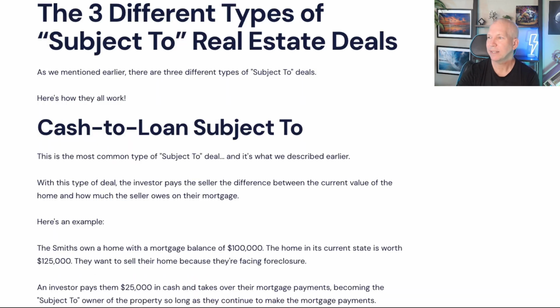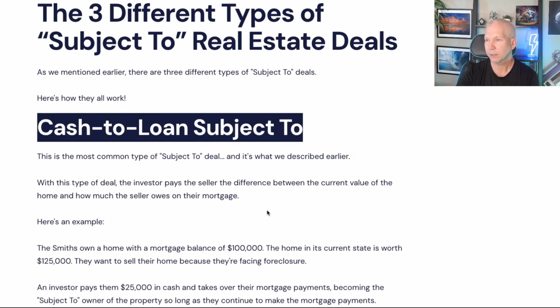There are three different types of subject to real estate deals, and the first one is cash to the loan subject to. This is usually the typical subject to transaction that I have done in the past. You're going to give the homeowner a little bit of money, the difference between what is owed on the property and what the property is currently worth in its current condition, and then they're going to walk away and deed you the property. They're usually in California going to give you a grant deed, and that's what you're going to file with the county recorder in order to own the property.